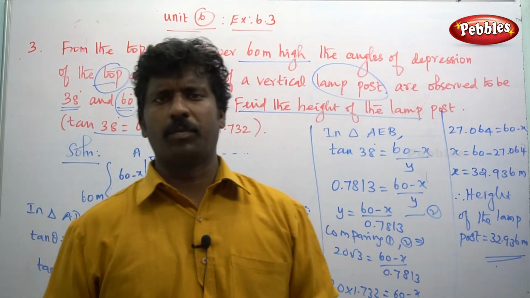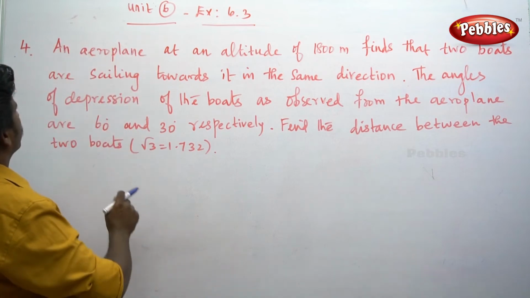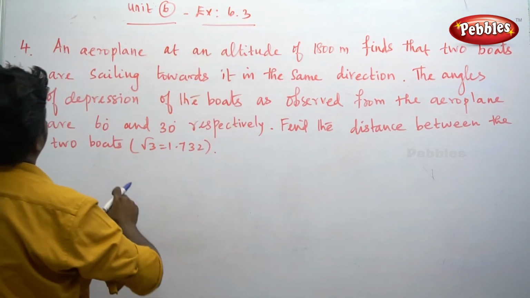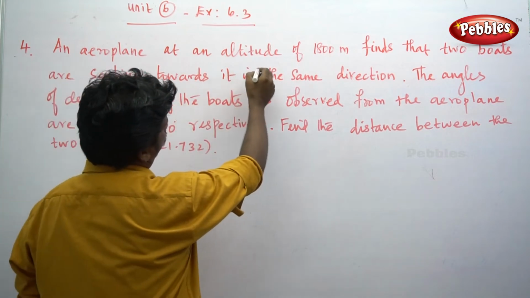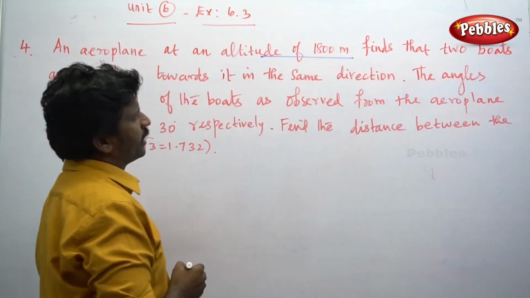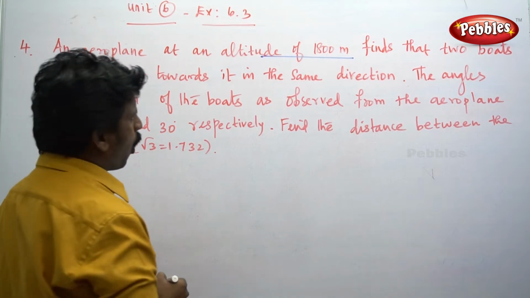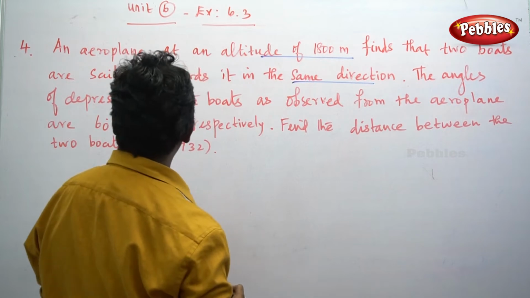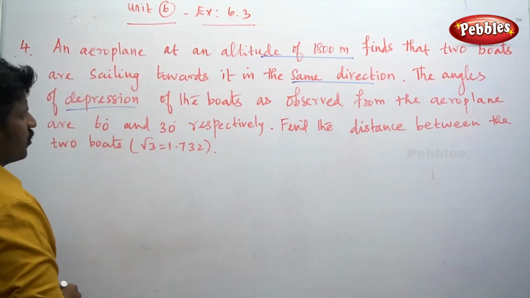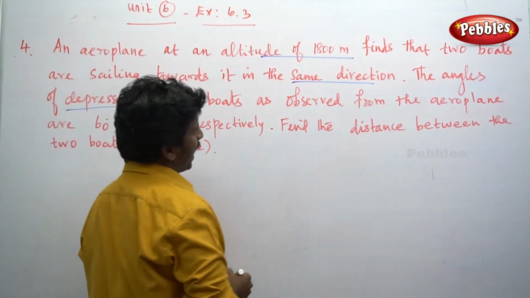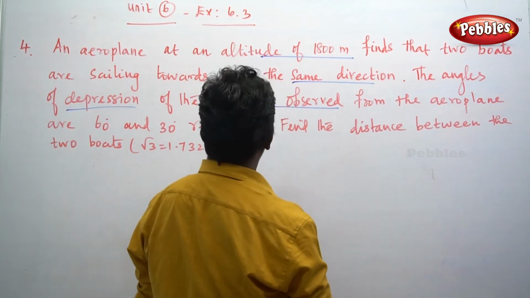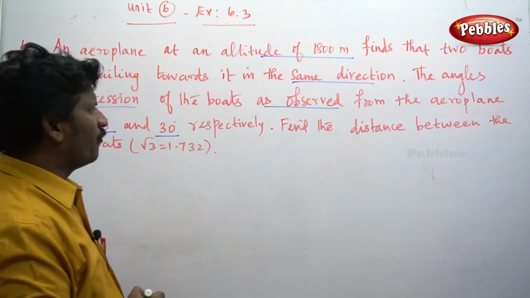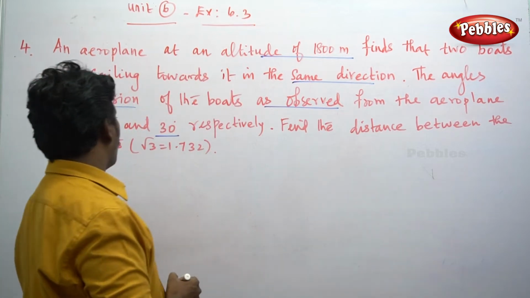புரியுதுங்களா? இப்போ next problem பார்க்கலாம். See the next problem, the question number 4 in exercise 6.3. An aeroplane at an altitude of 1800 meter finds that two boats are sailing towards it in the same direction. The angles of depression here, angles of depression of the boats as observed from the aeroplane are 60 degree and 30 degree respectively. Find the distance between the two boats, right?